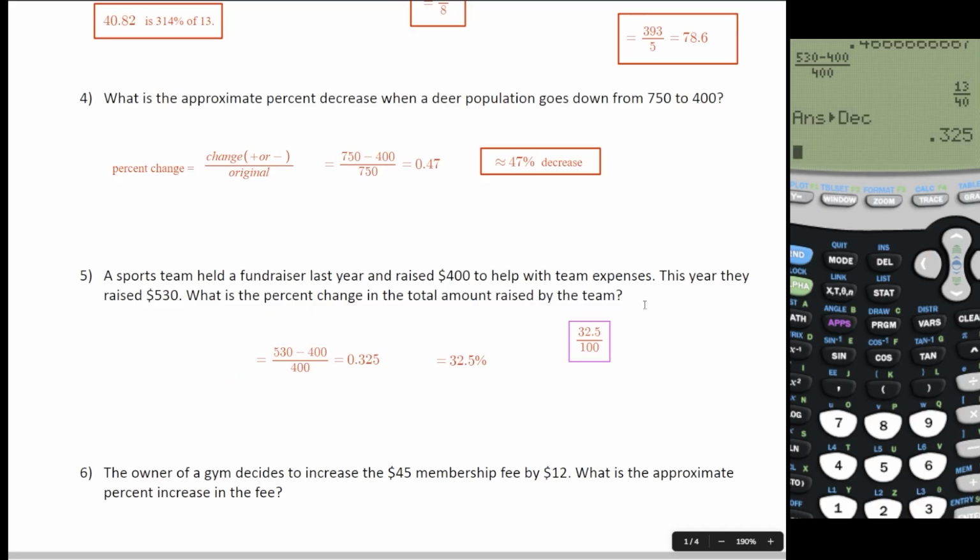So now we want to think about whether or not this is an increase or decrease. And since last year they only raised $400 and this year $530, this is going to be an increase.